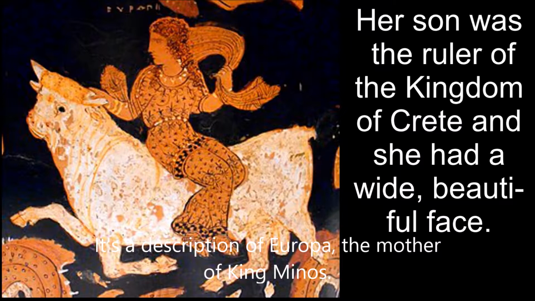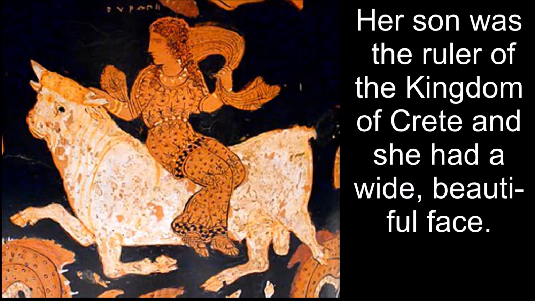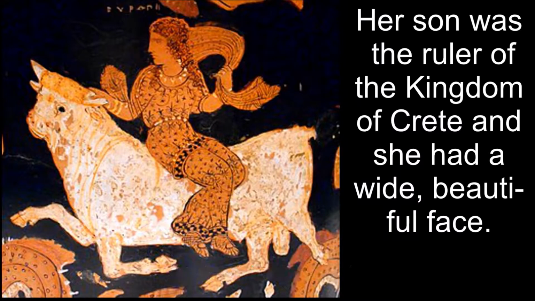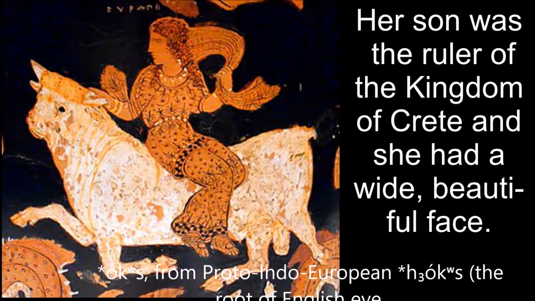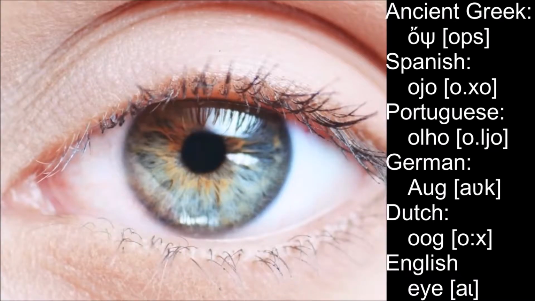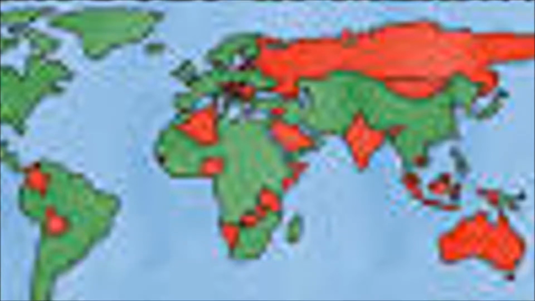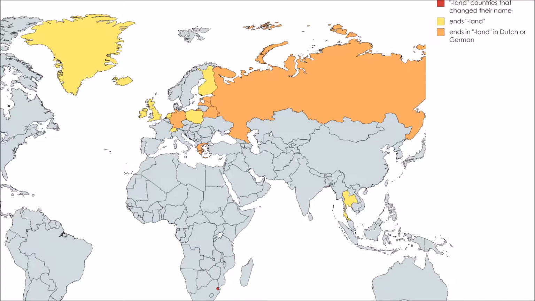Eurus is from Proto-Indo-European. Opes is from Proto-Hellenic "oquus", from Proto-Indo-European "hoquus", the root of English "eye", Dutch "oog", German "auge", Spanish "ojo", and Portuguese "olho". Most countries end in the suffix "ia" or "land", so let's get that out of the way too. Ia is from Latin "ia", which is from Greek "ia", from Proto-Indo-European "ie". Land is from Proto-Germanic "landa", same root as Dutch, German, Swedish, Danish, Norwegian, and Icelandic words "land".